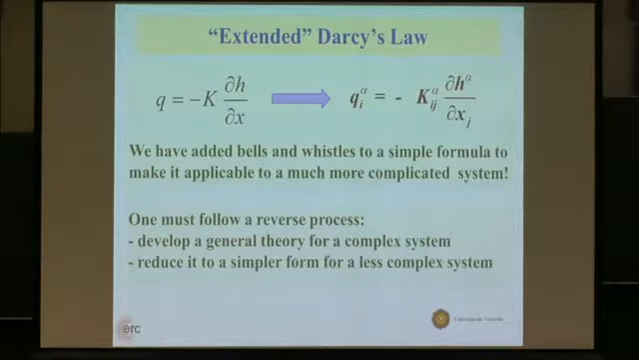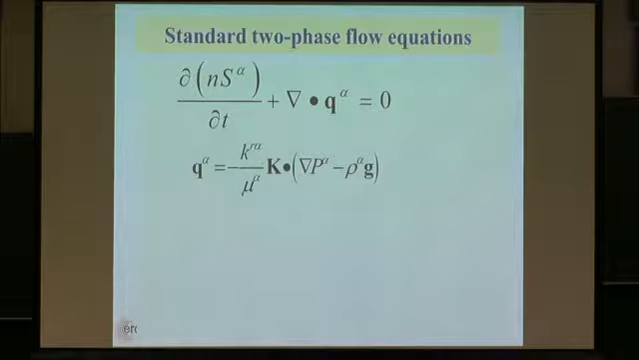And I would say you have to go the other way around. You have to have an equation for a complex system, and then make assumptions to simplify it for a simple system. And there are people who say, yeah, but it works. The equation works. Why should we worry about it? And the truth is, it doesn't work.